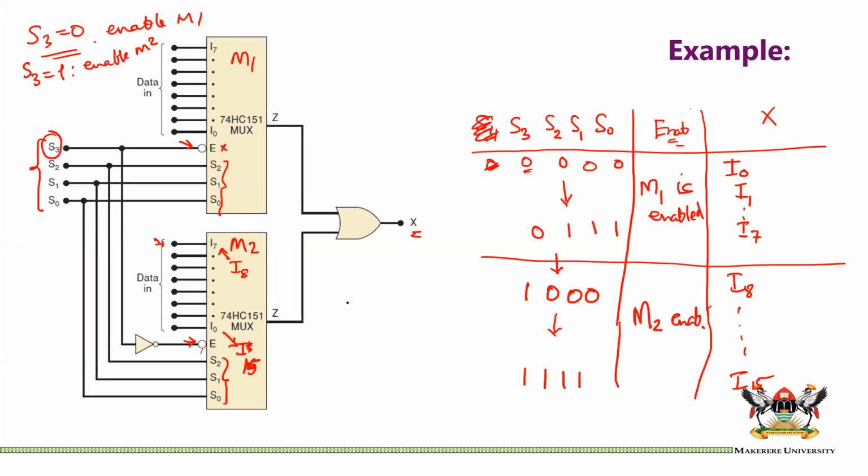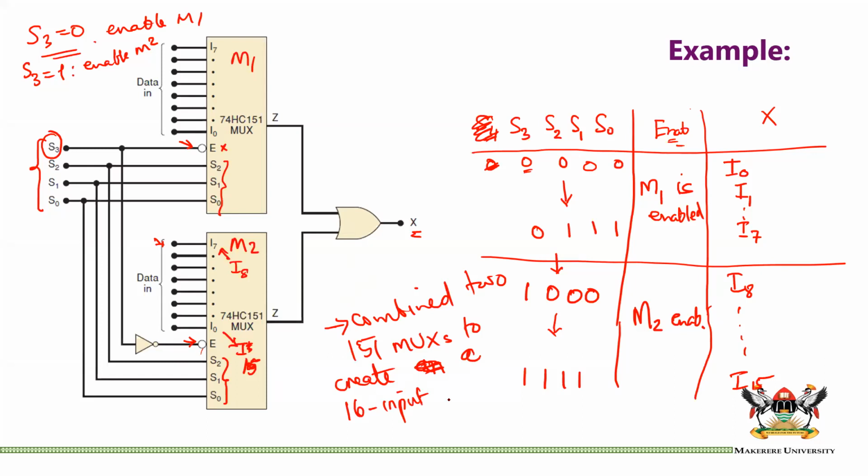So what I've created here is you have combined two 151 muxes to create a 16 input multiplexer. Each of these are 8 input multiplexers, but when you combine them in this fashion, you can create a 16 input multiplexer. Okay, good stuff.